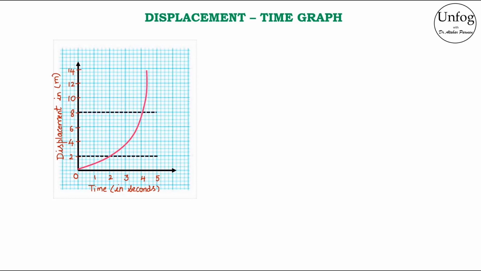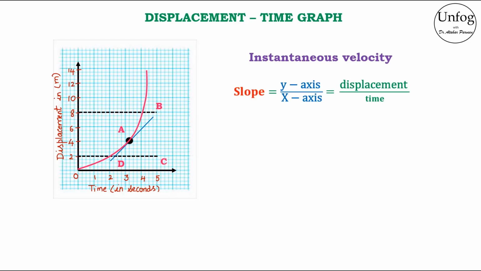When a displacement time graph is a curve, the body is moving with variable velocity and hence has some acceleration. The slope of this graph gives instantaneous velocity, which is the velocity at that particular point. Now we know that slope is equal to y-axis over x-axis and this must be equal to displacement over time in this graph.